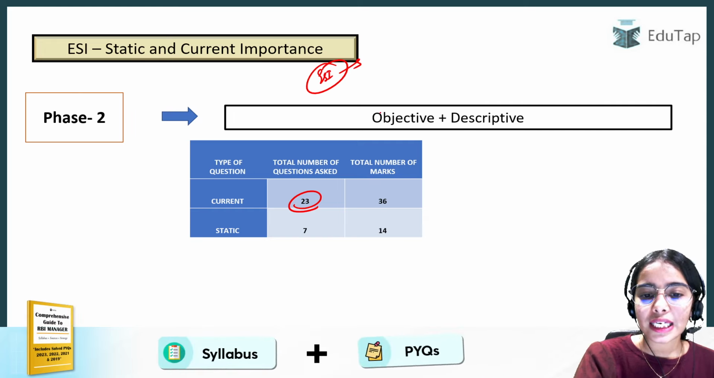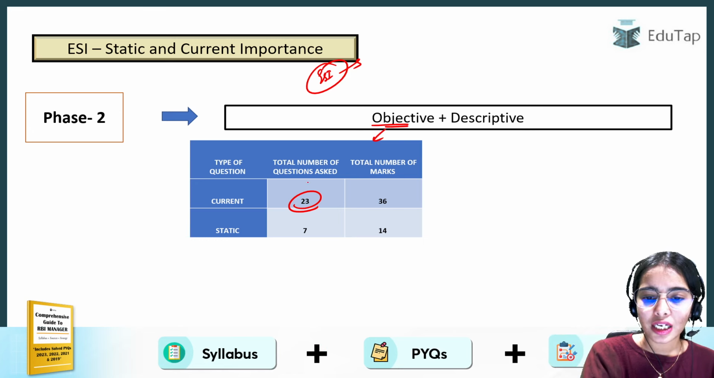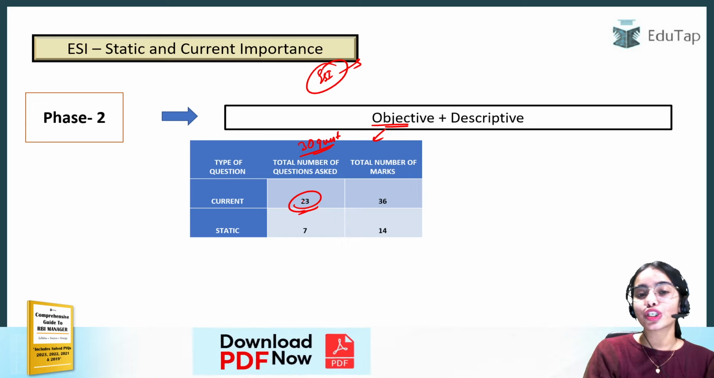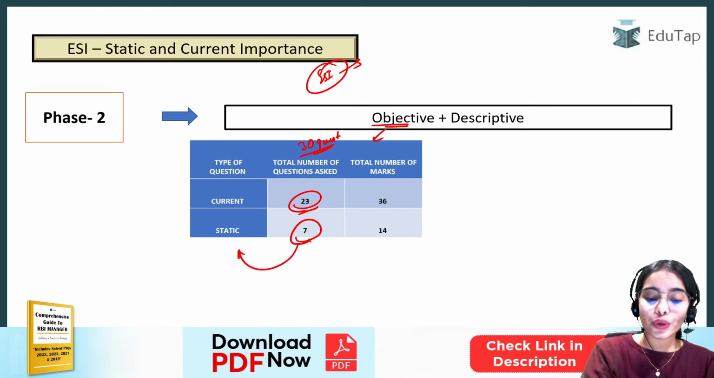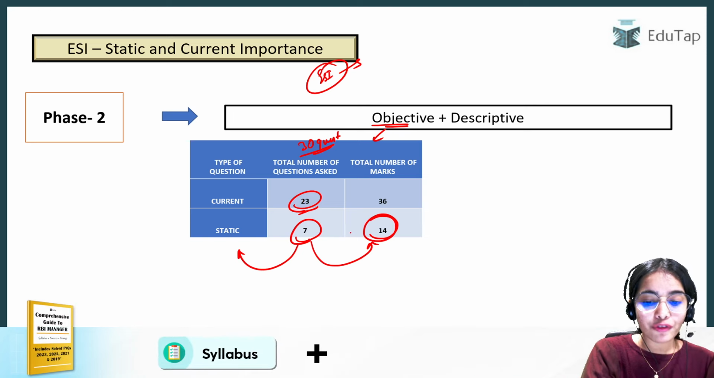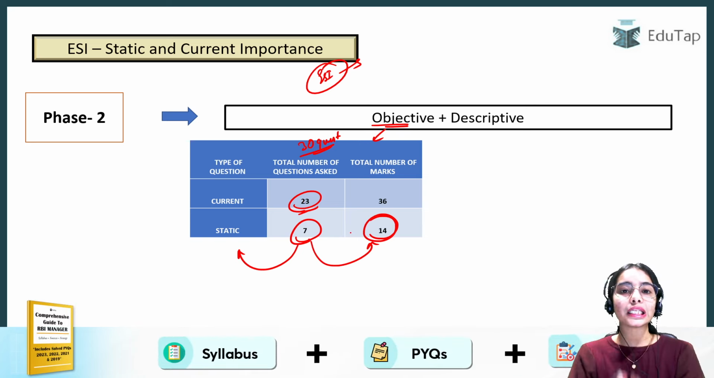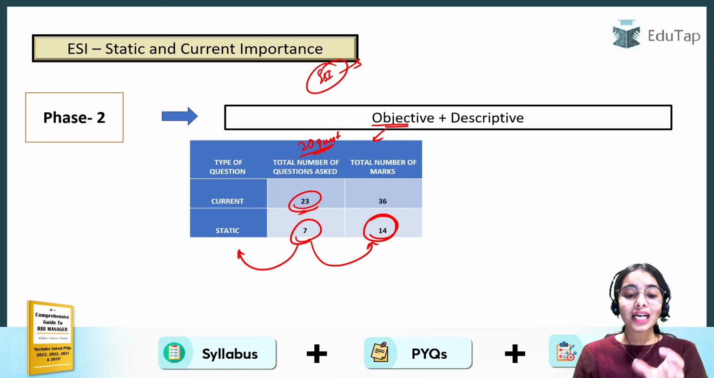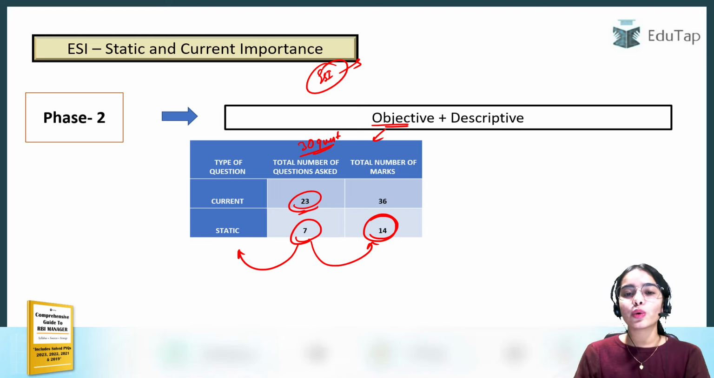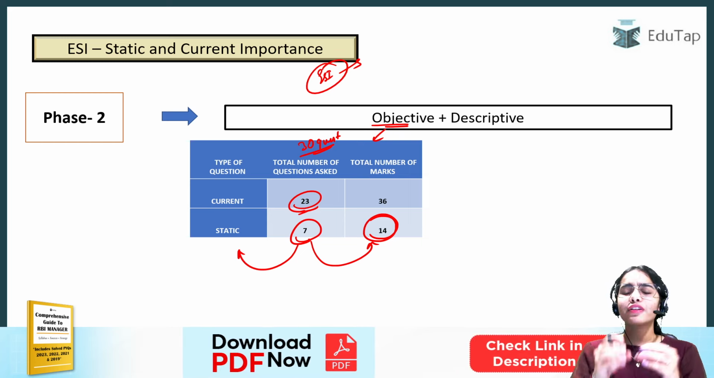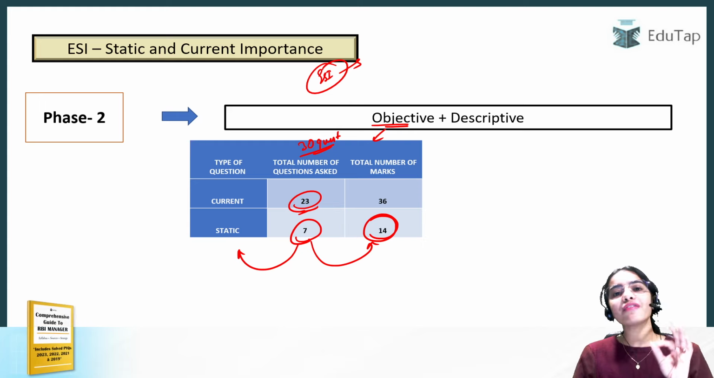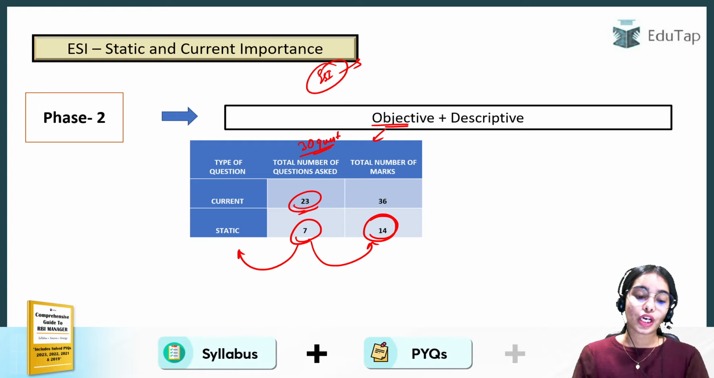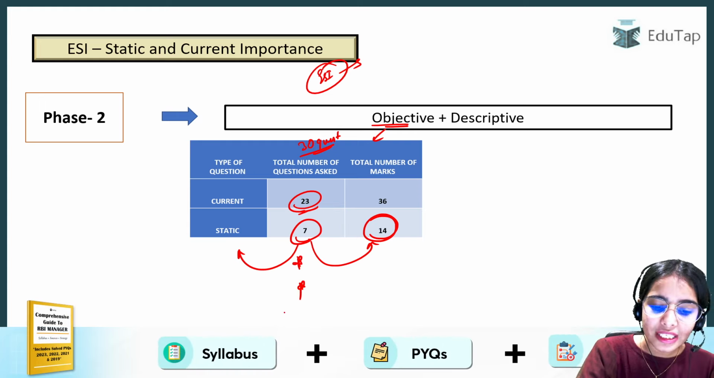In the objective part of the ESI component, out of 30 questions, there were 23 questions from the current part, but there were 7 questions from static also. So you cannot ignore static now, because if you ignore static, you will be ignoring these 14 marks. And let me tell you that these 7 questions were the low hanging fruits. They were very easy. If you had the basic information, you would have easily been able to answer these questions. These are the low hanging fruits that you must not let go.